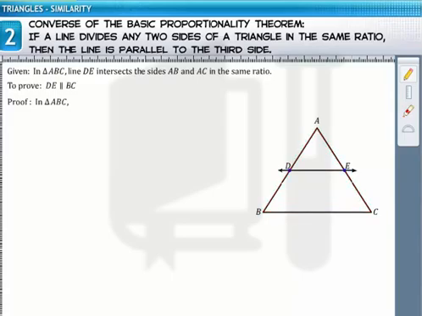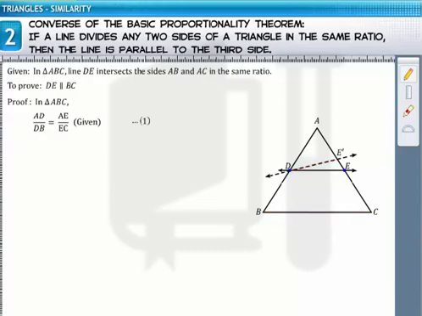In triangle ABC, AD upon DB is equal to AE upon EC, because it is given that line DE intersects the sides AB and AC in the same ratio. Let's assign this observation as equation 1. Let's assume that DE is not parallel to BC. If DE is not parallel to BC, draw a line DE' parallel to BC.